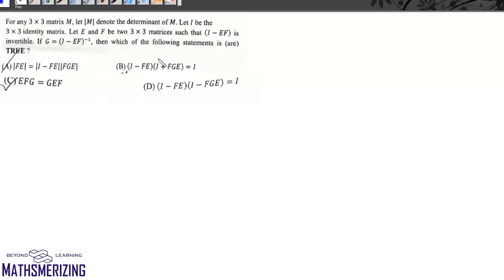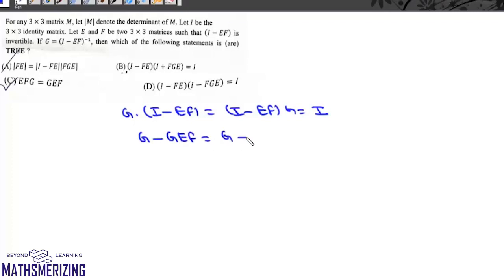Now the question is, let E and F be two matrices such that I minus EF is invertible and G is the inverse of this matrix. Then we know that G into (I minus EF) is equal to (I minus EF) into G, and it will be equal to I. So we can write G minus GEF will be equal to G minus EFG, and it should be equal to I. Now if we compare these two, then we have this result C, which is EFG is equal to GEF.